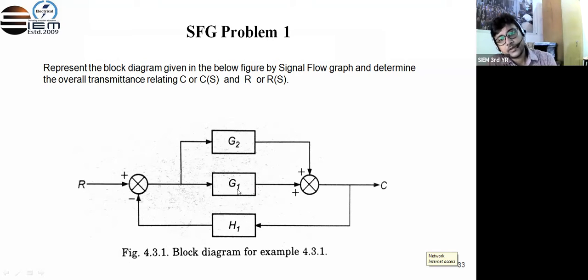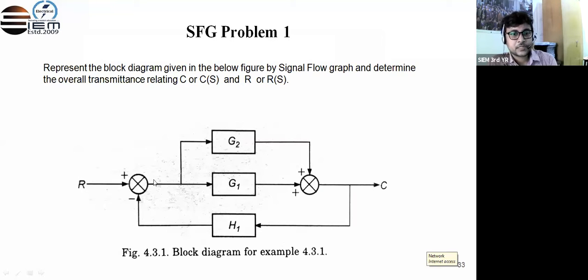Now you see here, whatever value is coming out of the summing point is given directly to this particular block.